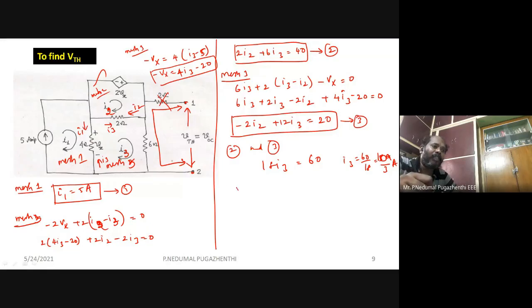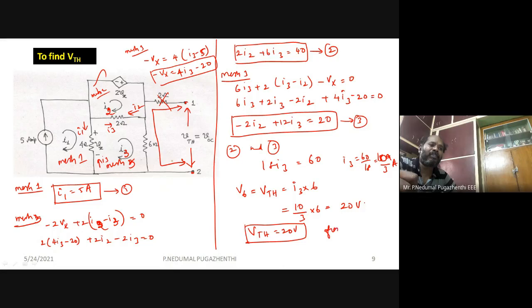So if we know the current, the voltage is V6. V6 is VThevenin. What is VThevenin? I3 into 6. So 10 by 3 into 6 is equal to 20 volt. So VThevenin is equal to 20 volts.